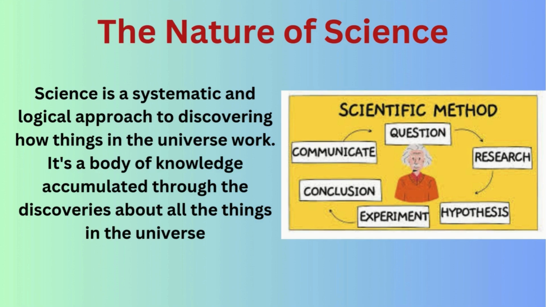Today our topic is the nature of science. First, we discuss what is science. Science is basically the systematic and logical approach to discover how things in the universe work. It's knowledge accumulation through the discoveries about the things in the environment. The nature of science refers to the key principles, assumptions, values, and practices that are inherent to the scientific enterprise. It explains how scientific knowledge developed and how it is different from other ways of knowing.